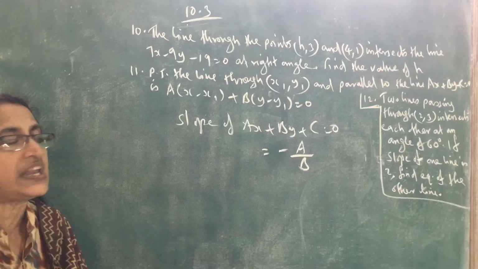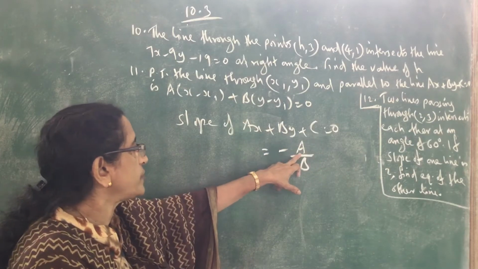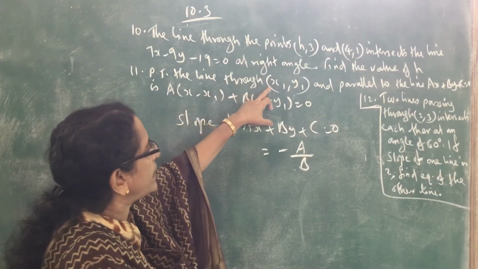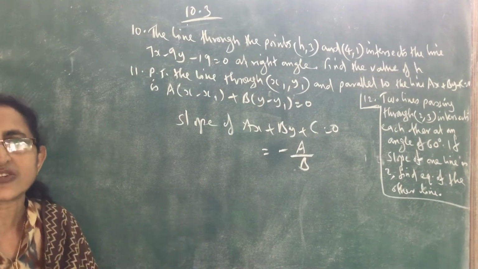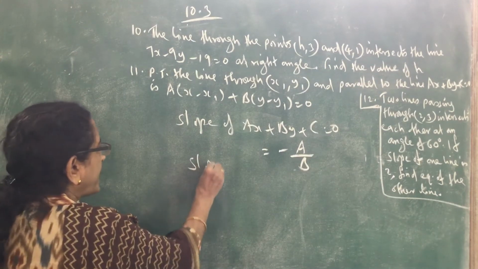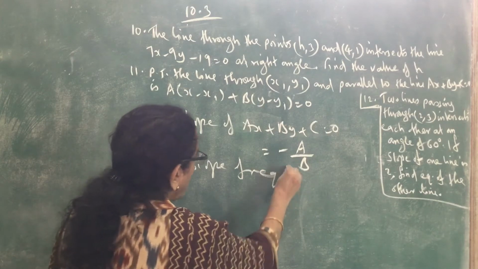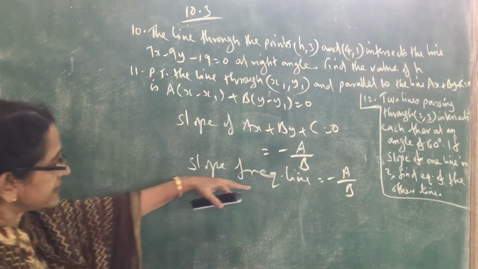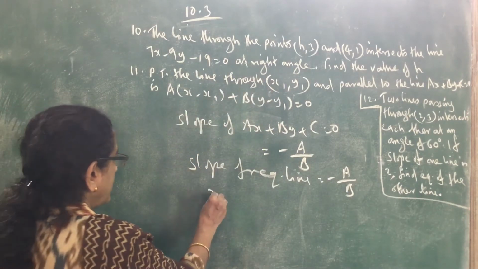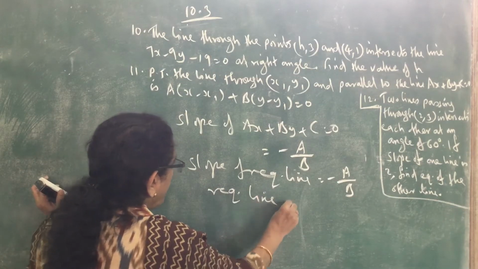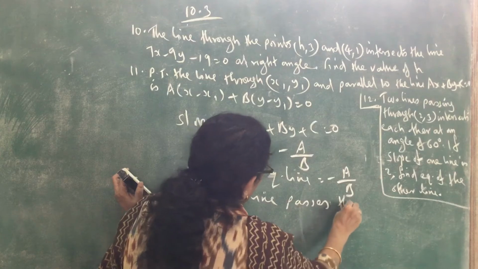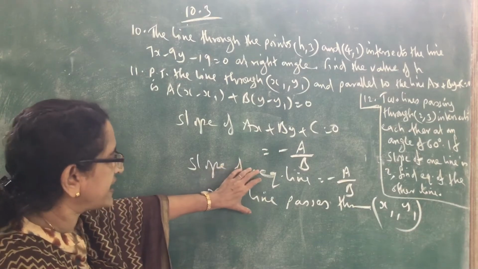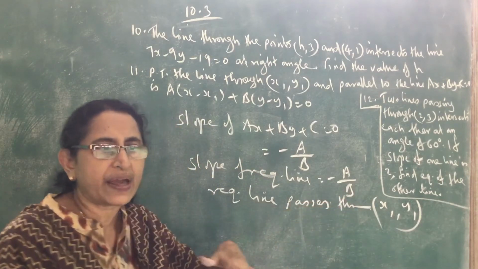If the equation of a line is given, we can find the slope of the line: minus coefficient of x by coefficient of y. So this is the slope of this line, given that the line through (x1, y1) is parallel to this line. So if the lines are parallel, slopes are equal. Therefore the slope of the required line is equal to minus a by b, same, because they are parallel. And the required line passes through (x1, y1). So we know the point and slope. So we can apply the point slope form.